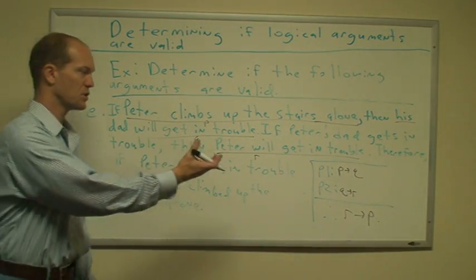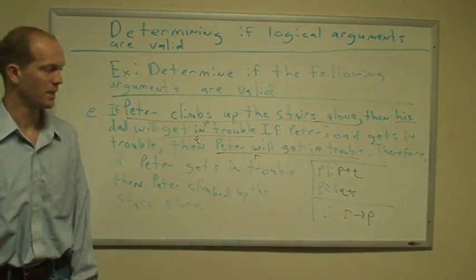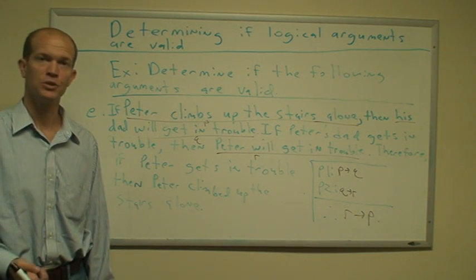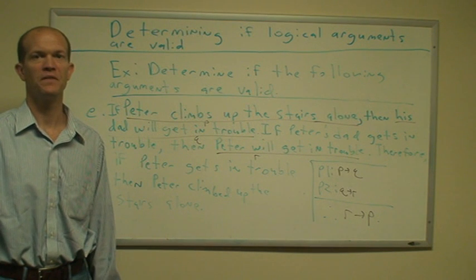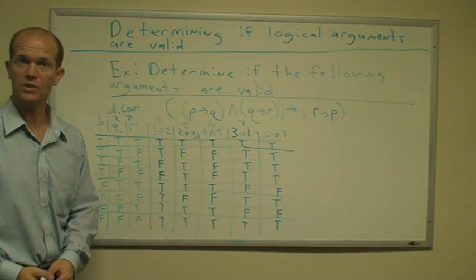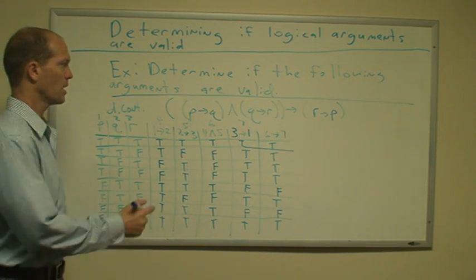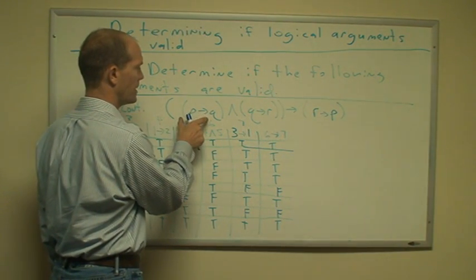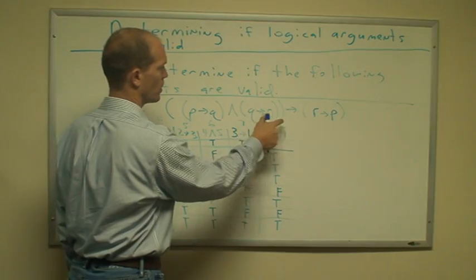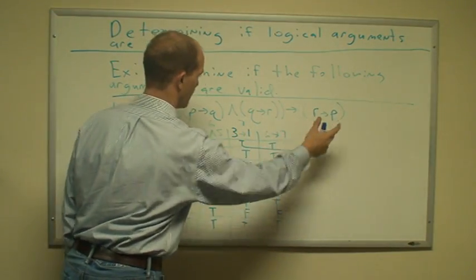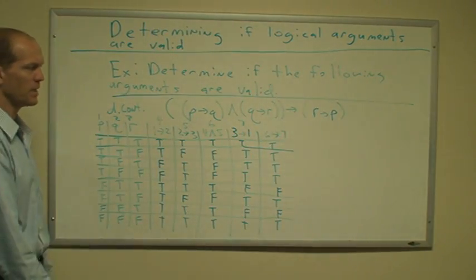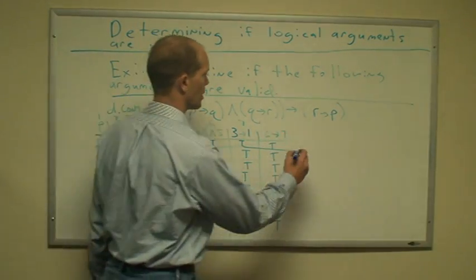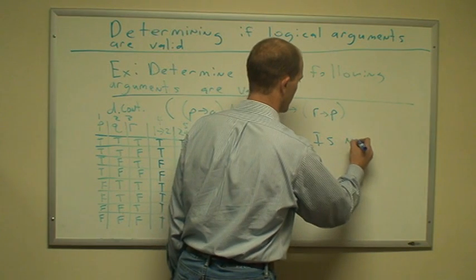So this gives us a slightly different set of premises, the conclusion really being the only part that's different. Let's see what that does to our argument as we go to determine if it's valid. We're going to look at the statement: if the quantity if P then Q and if Q then R, then if R then P. Looking at the truth table for this, we see that the last column is not all true, so the argument is not valid.